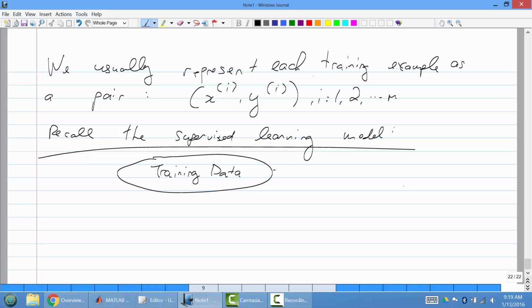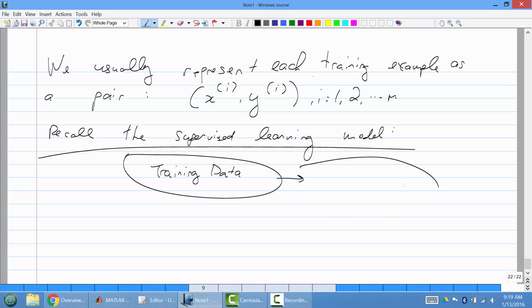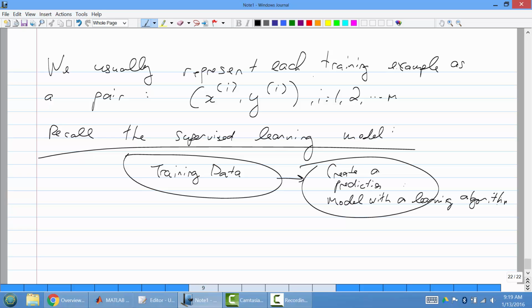And then what you want to do is create a prediction model with a learning algorithm, okay? I probably should have drawn the circle a little bigger, but it's all right. And the output is a prediction model, which we'll call h. Okay? h stands for hypothesis.